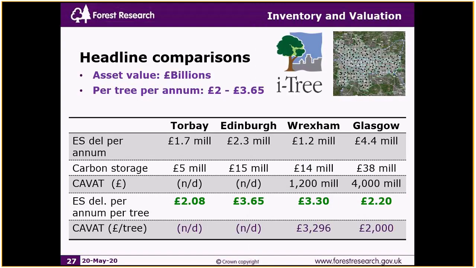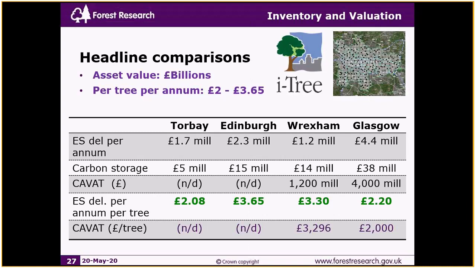Moving on, I've mentioned to you that iTree Eco provides pound sign values for the trees. So in terms of annual benefits provided by the urban forests at, again, Torbay, Edinburgh, Wrexham and Glasgow, the trees were valued at providing 1.7 to 4.4 million pounds worth of benefit to the populations of those locations, and storing 5 to 38 million pounds worth of carbon. Now, as I said at the beginning, these are really quite impressive figures. Running into millions, it really is useful to use these and support the case for proper funding for trees.